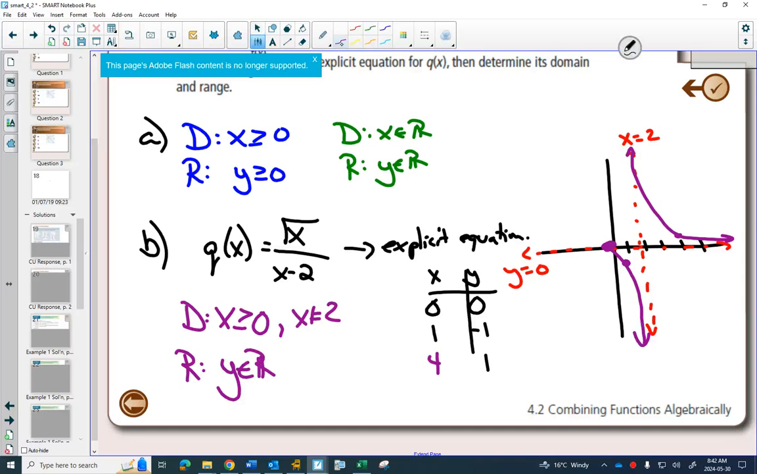Questions for practice on this one are 6, 13, and 16.